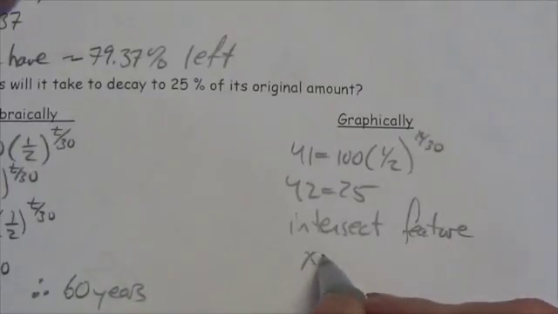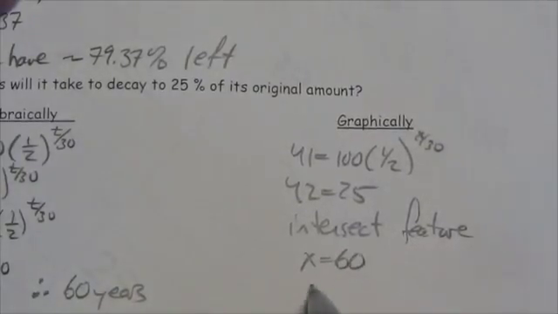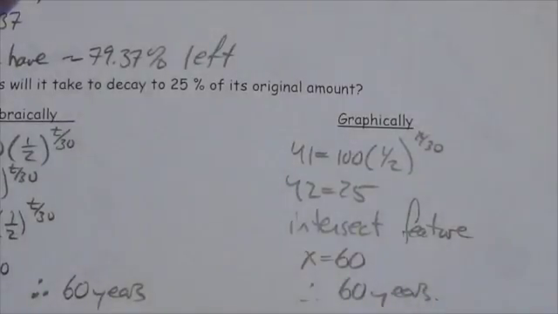And we got that x is equal to 60, therefore 60 years. Same thing. There you go.